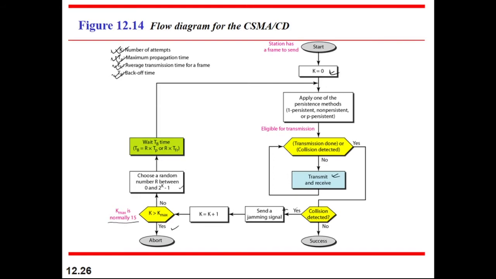TP is the maximum propagation time, or you can calculate it using r into TFR, that is the transmission time for a frame. Just do these operations and wait for that amount of time, to avoid the collision, to send the data successfully. Then again you have to do the second thing, that is, these operations keep going on. In this way the whole thing will go on. So this is carrier sense multiple access with collision detection.